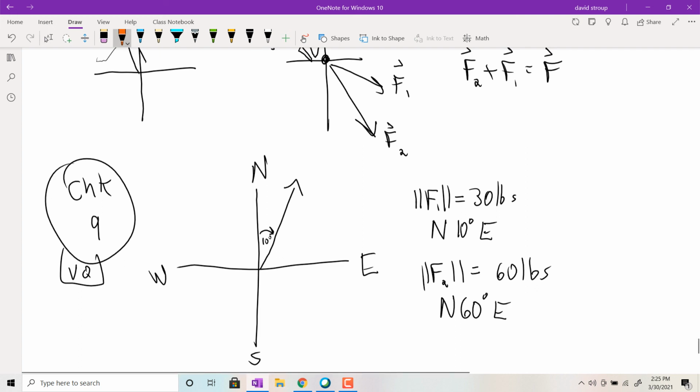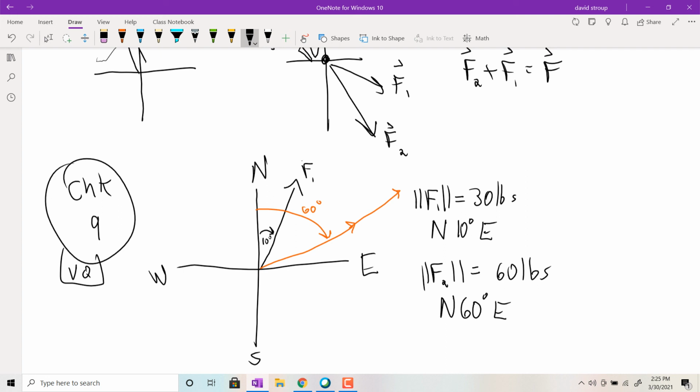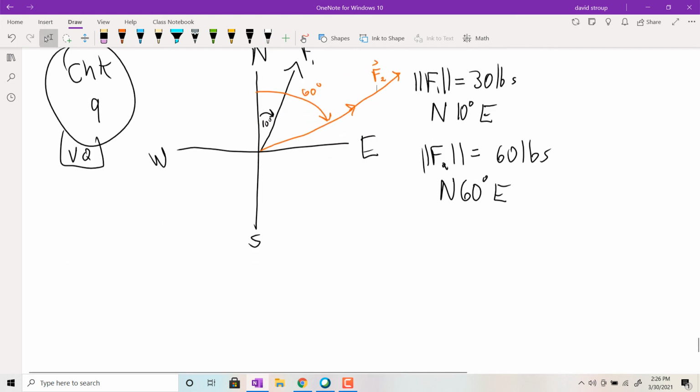Okay, so if I draw that guy, 60 degrees will be a lot farther down, so 60 degrees east, and it'll be longer as well because it has more force, so the vector will look longer. So maybe draw it out there or something. We want to know the resultant force, and then on top of that, we'll want to know the direction of the resulting force and the magnitude of the resulting force.